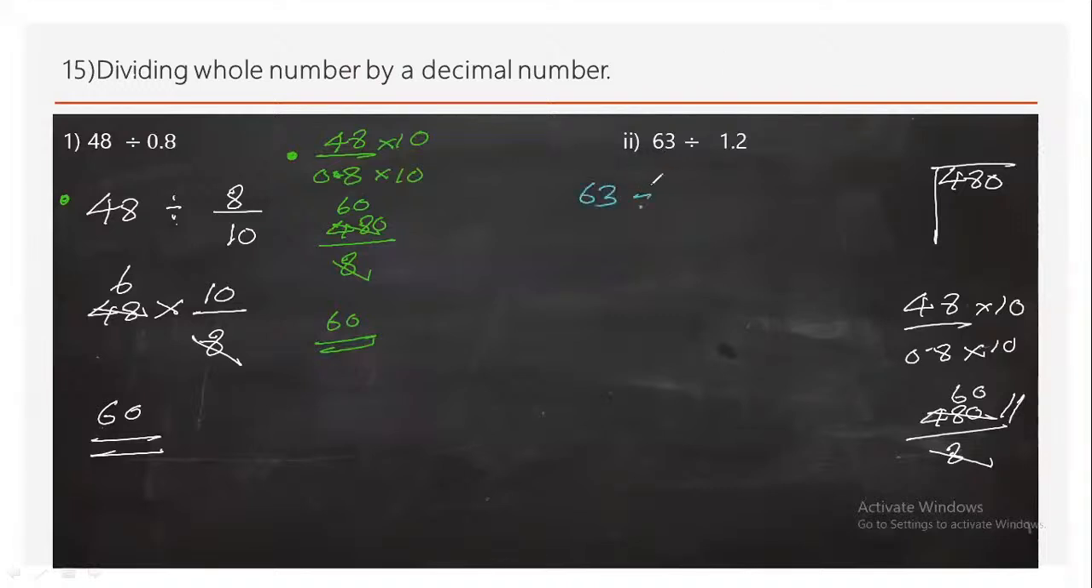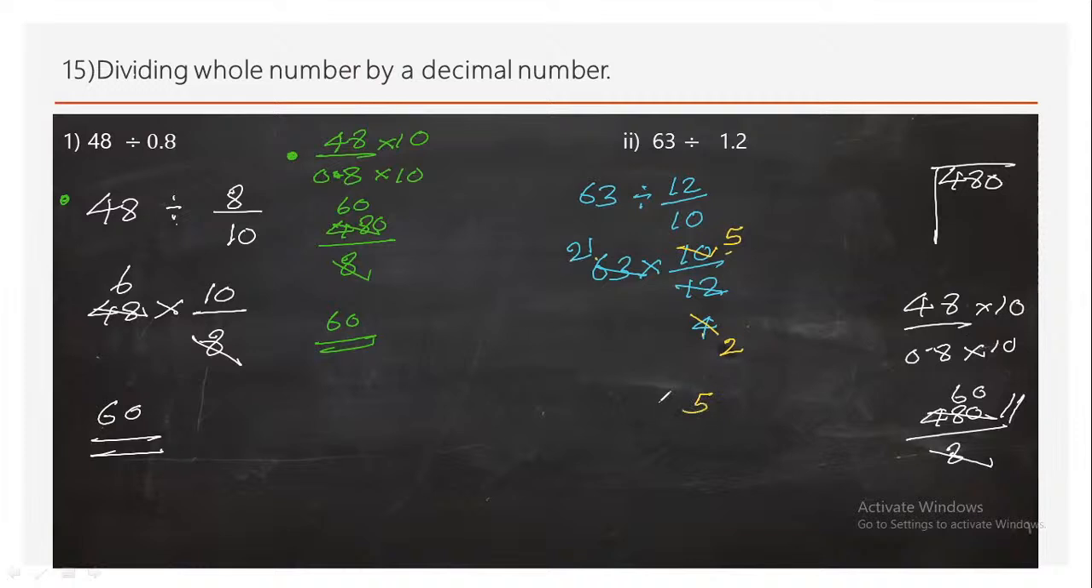Here 1 decimal place. Then you can write 12 over 10. 63 into, write the reciprocal, 10 over 12. Now cancel and see how many 3's are here. 4. How many 3's are here? 2, 1. Now you can cancel 10 and 4 divisible by 2. How many 2's here below the line? 2. How many 2's here? 5. Now multiply 5 times 1, 5.